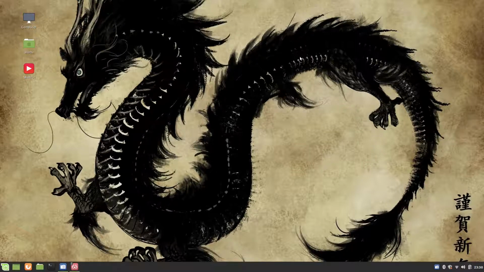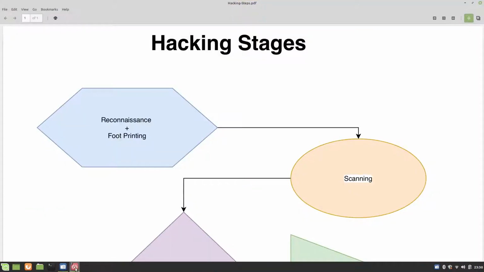Today we are going to look at two things mainly. Number one is hacking stages, and second is reconnaissance and footprinting. So without further ado, let's start.